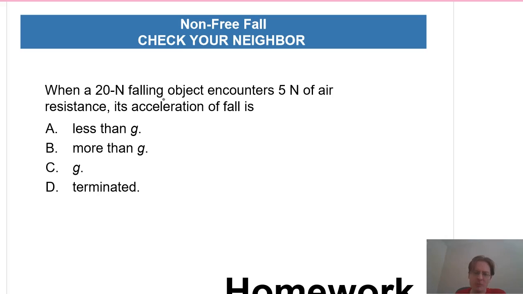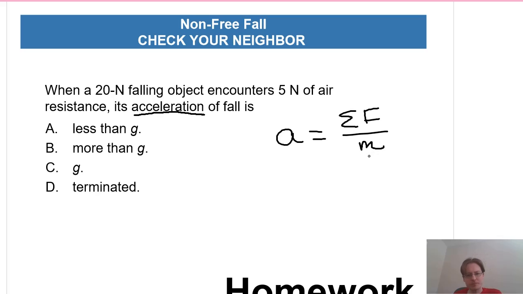Okay, so it's a word problem. We need to solve for the acceleration of the falling object. How do we find acceleration? Well, is this a kinematics problem where I know the change in velocity and I figure out the acceleration from that? No. Here I'm given forces. And because I know the forces that act on the object, I can find the acceleration using Newton's second law, where I take the net force that acts on the object and divide it by the object's mass.